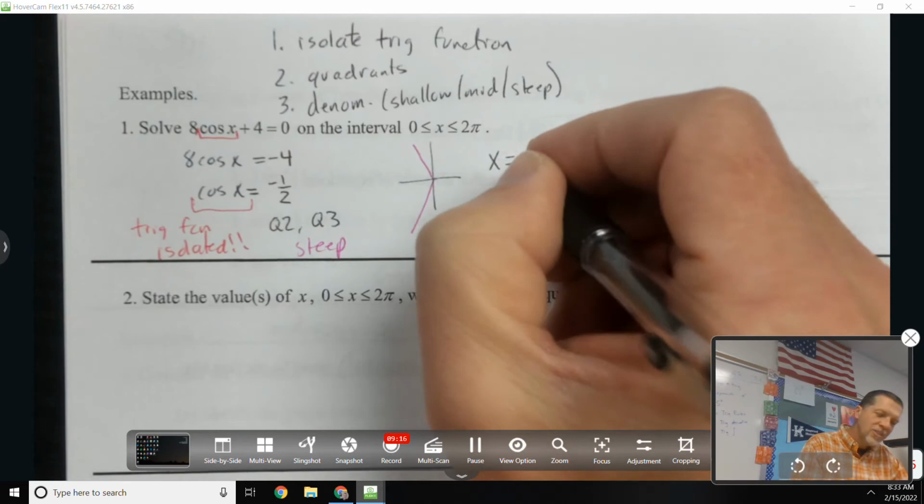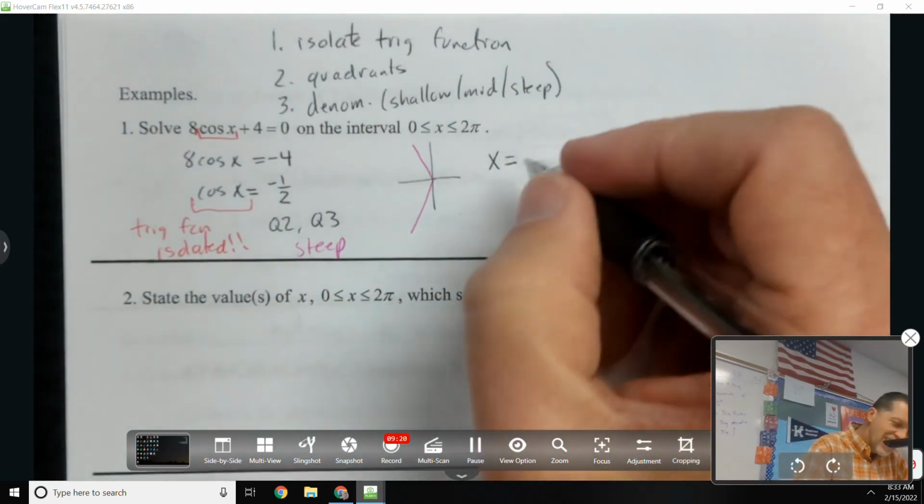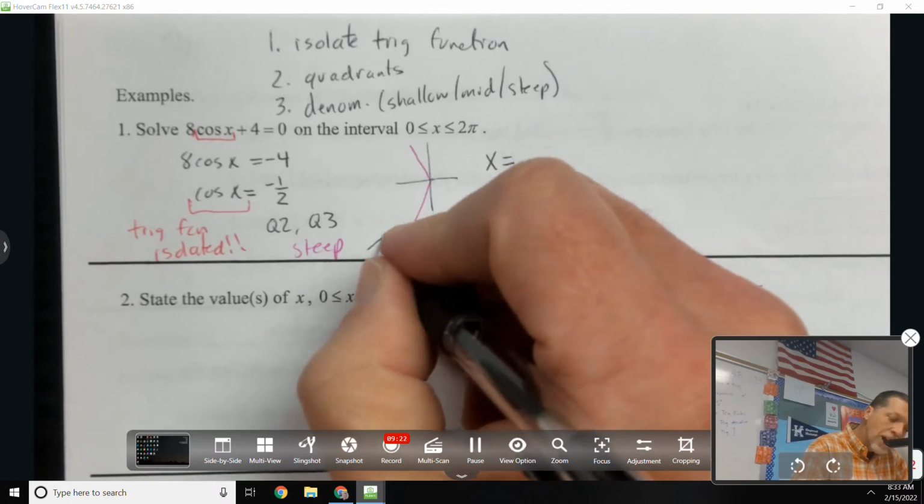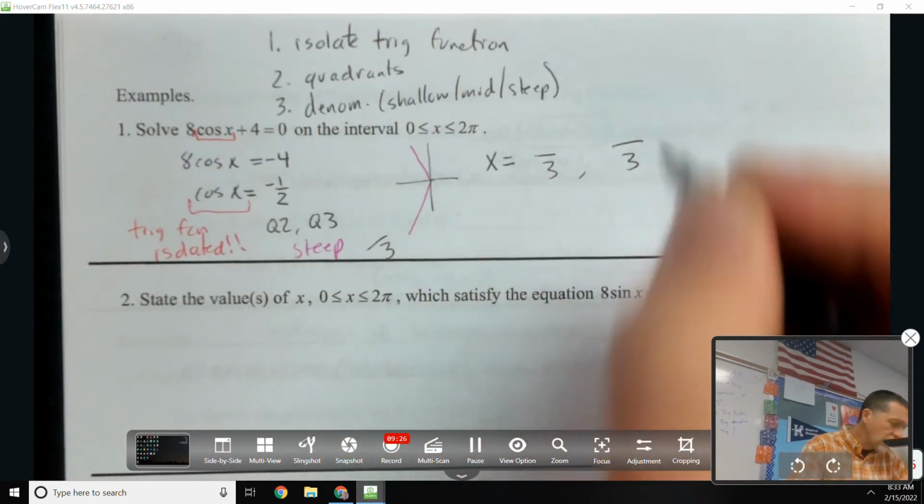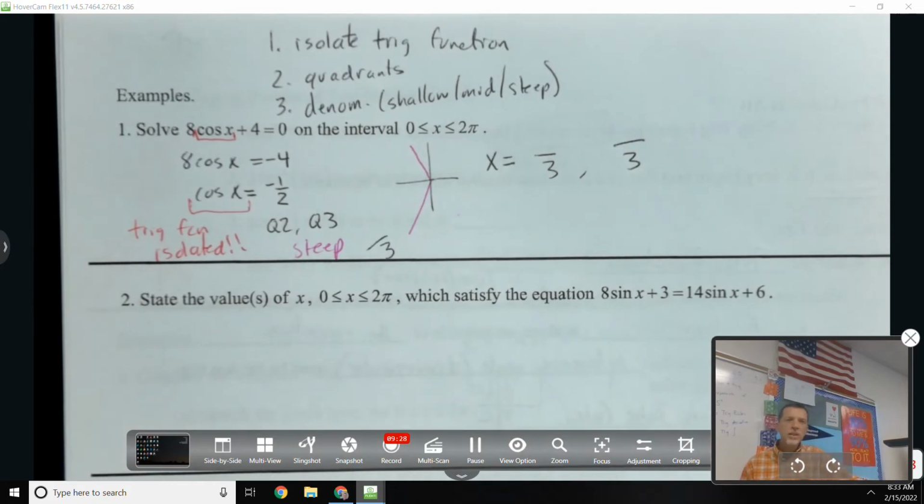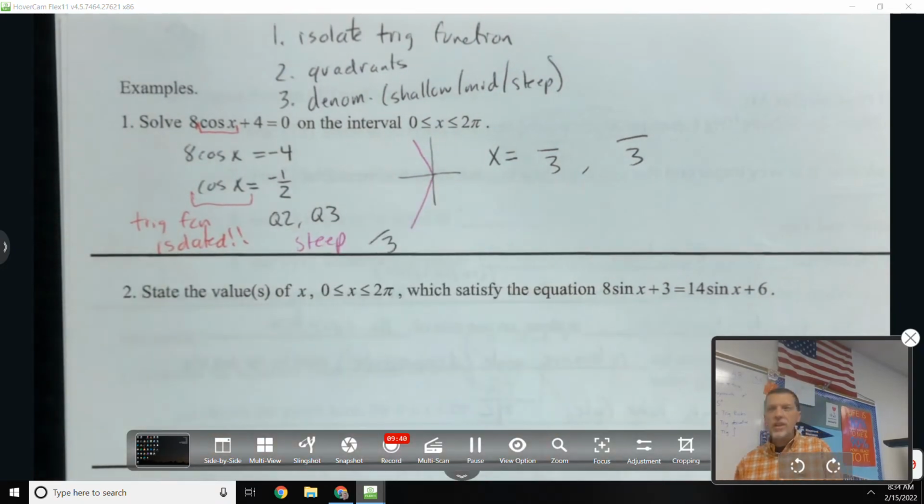4 pi over 6 is right, but that's not usually what we say. Sorry, I'm just thinking 6. So if it's steep, that means the denominator is 3. So something over 3 and something over 3. Oh, we did this. We've kind of done this. When we did it with inverses, we were only allowed one answer, right? We could only look for the easy answer. Now we're looking for all the answers.